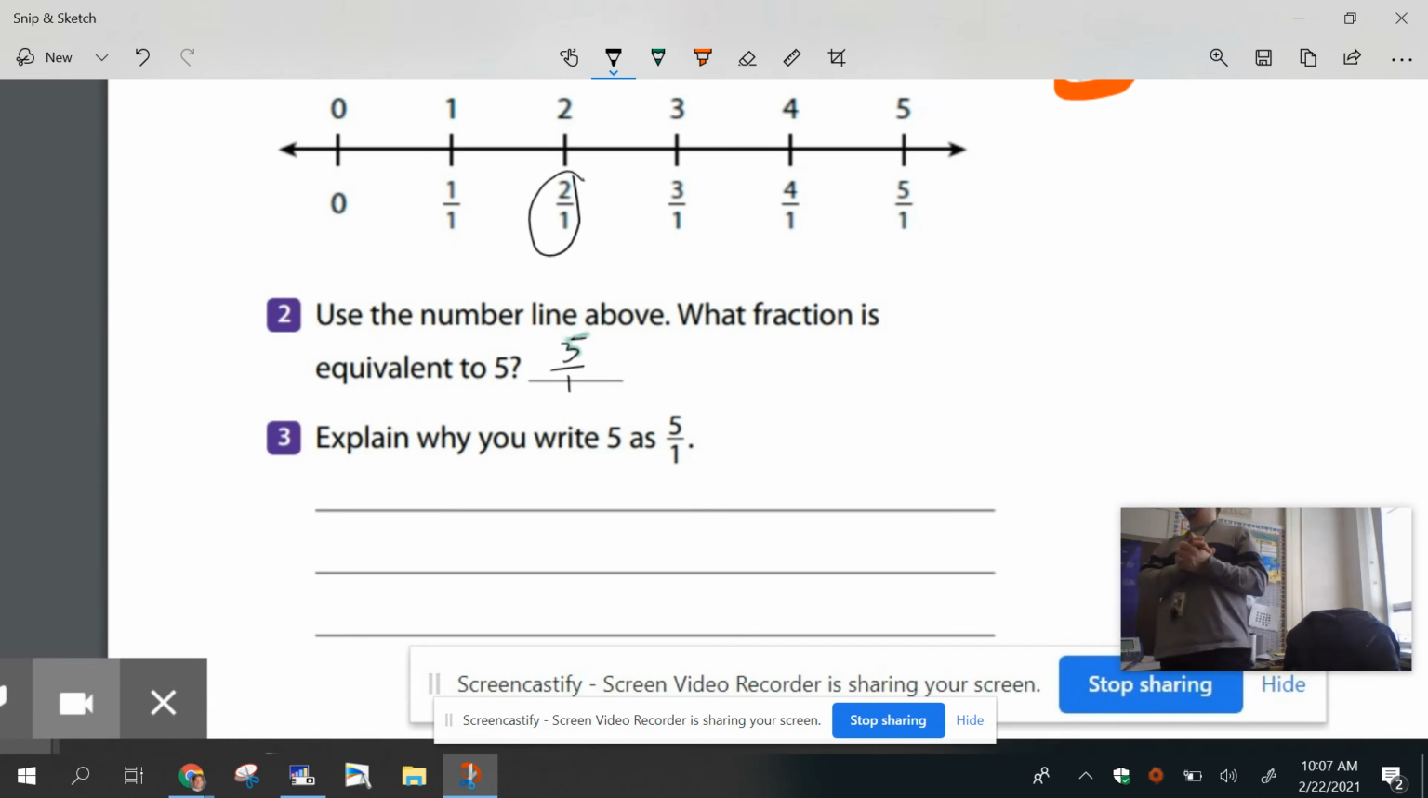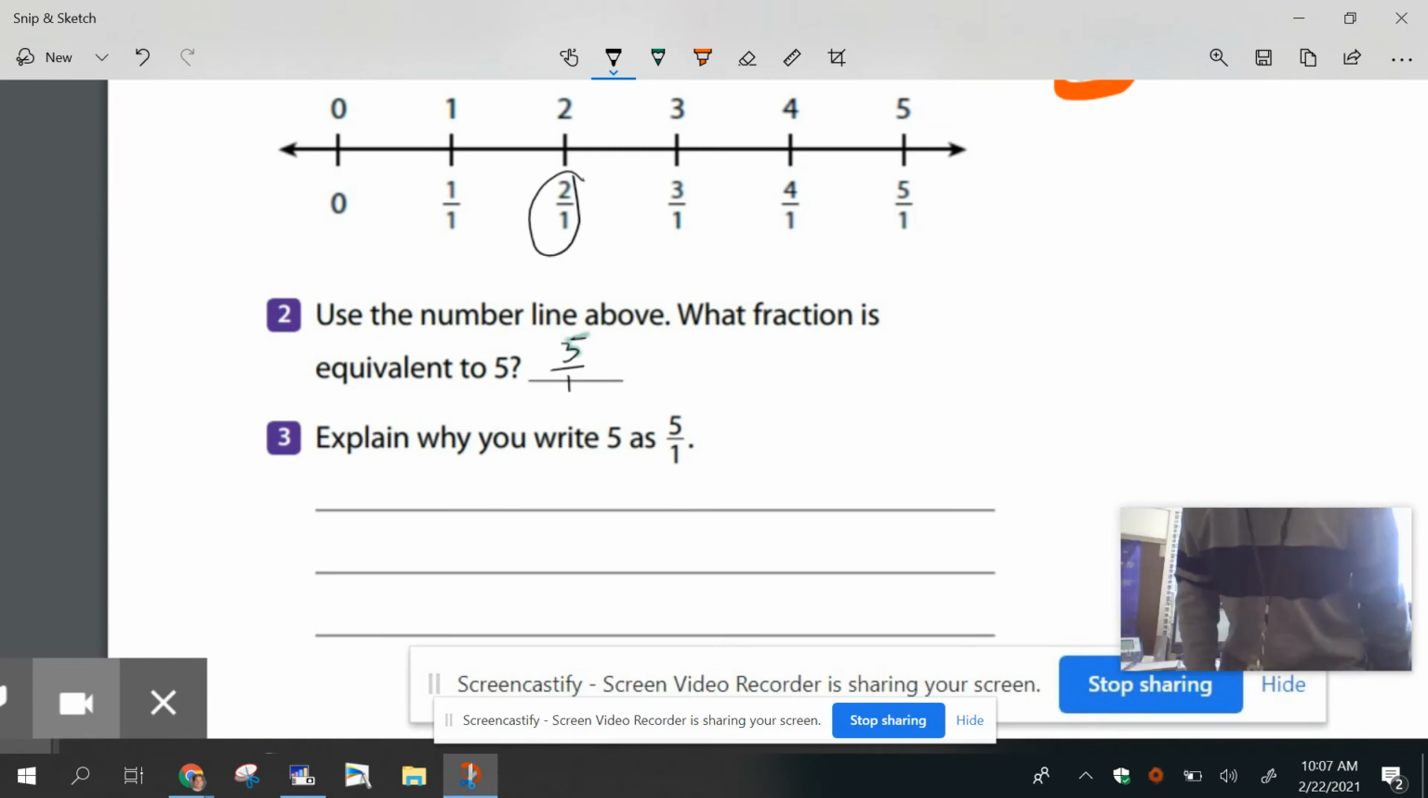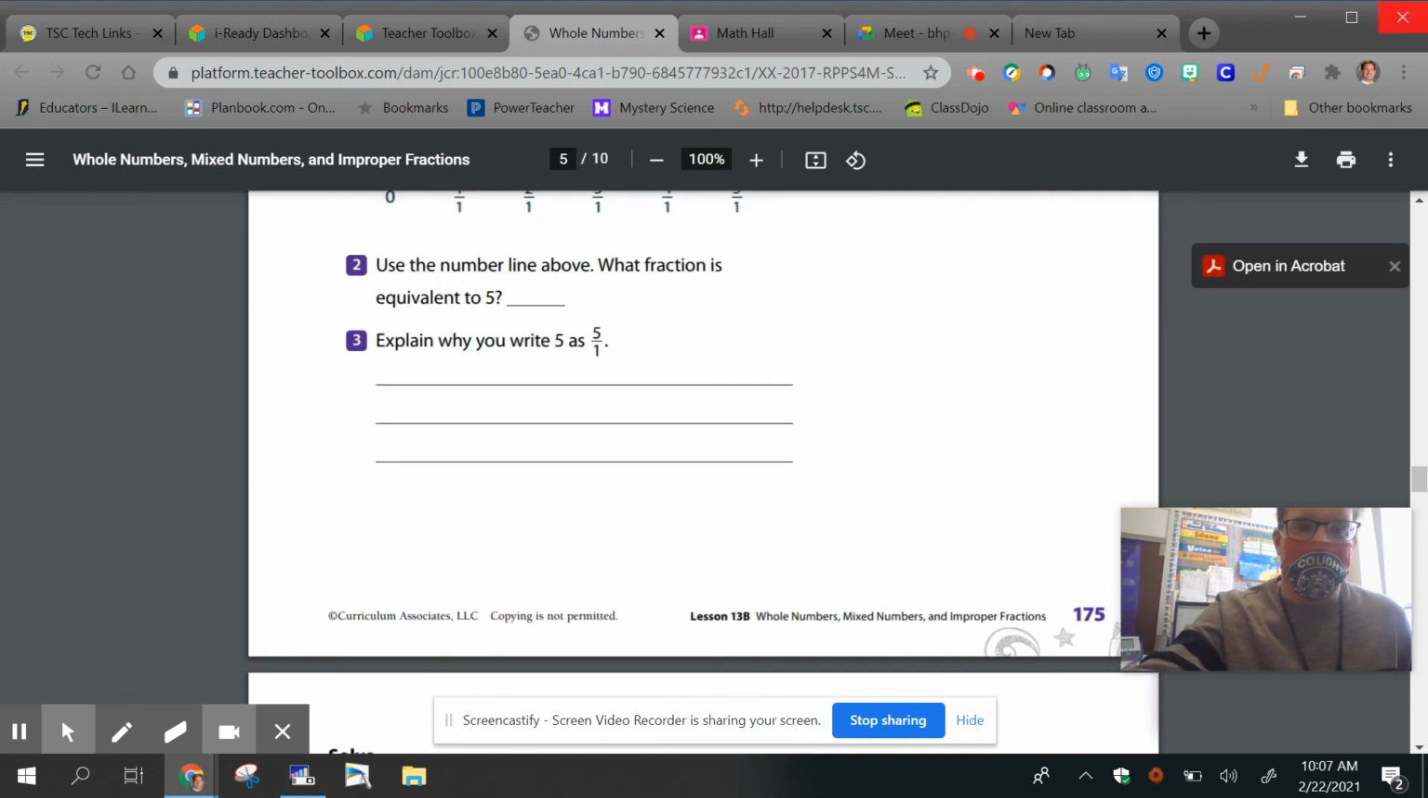Okay? So your denominators can be 1 because it's one whole. You're not dividing it up. And then there are 5 wholes. That's why 1 is the denominator. Okay? All right. Next page.